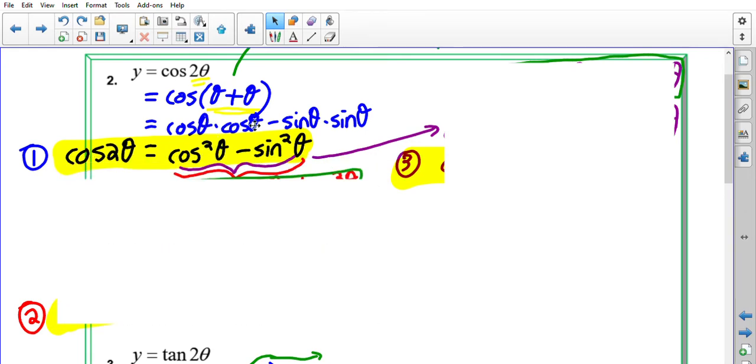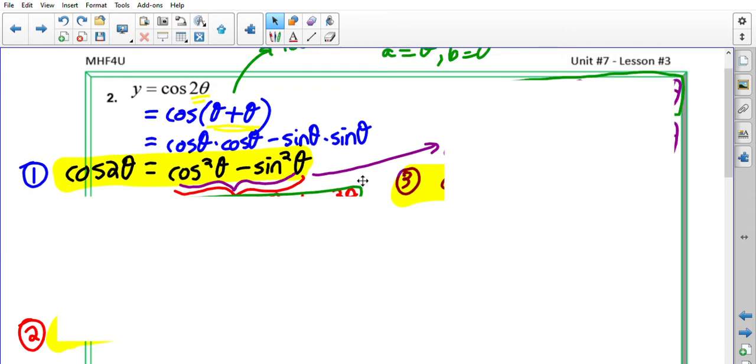So cos theta times cos theta is just cos squared theta. And then minus sine theta times sine theta is just minus sine squared theta. So I want you to highlight this. This is version number 1. Again, we like it because it removed the 2 as the k value. And then obviously the k value here is an imaginary 1. So these 2 expressions are equivalent. If we were to graph this side and this side, they would overlap.